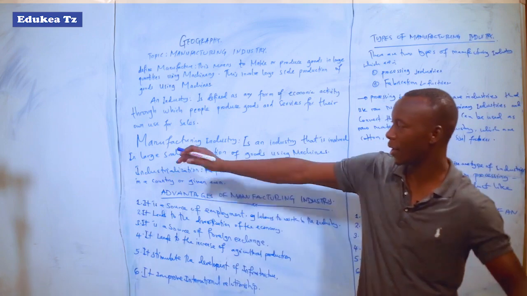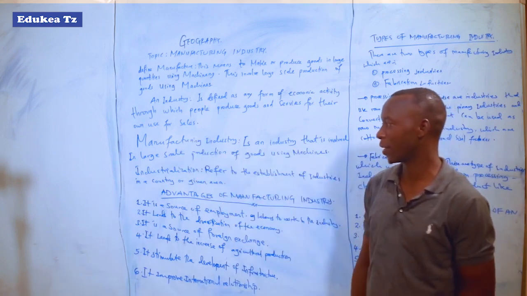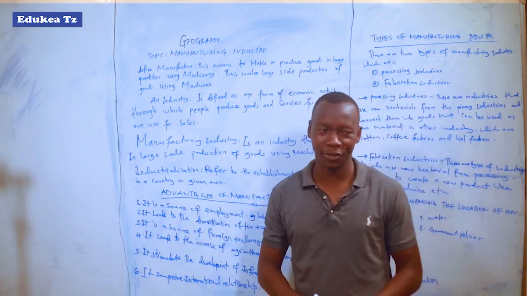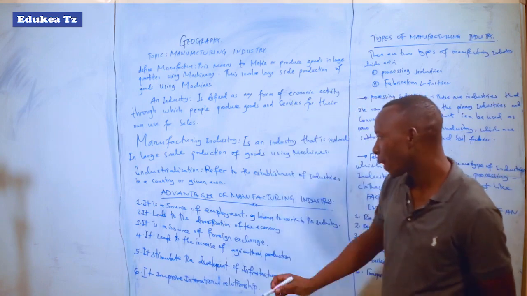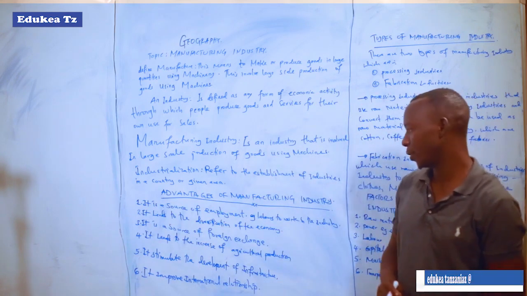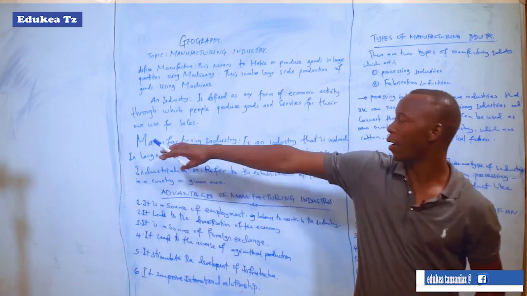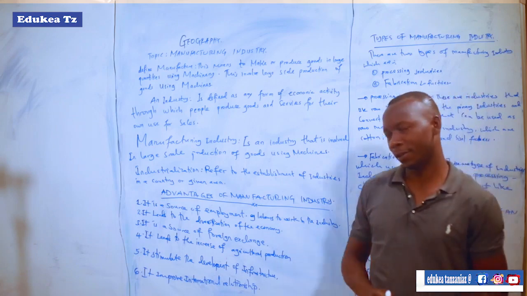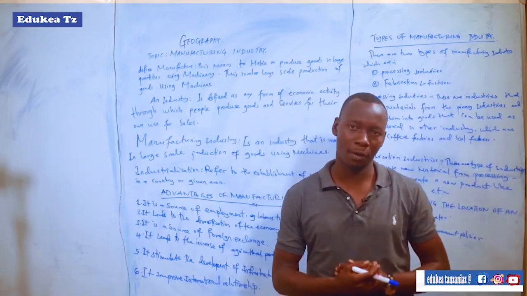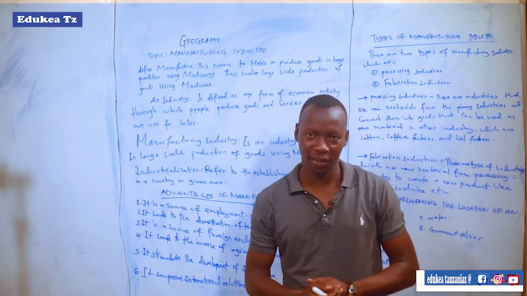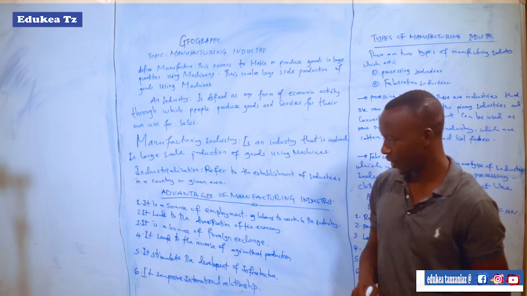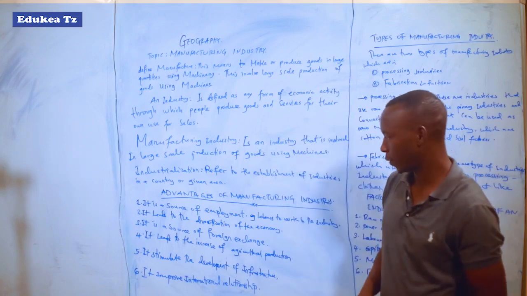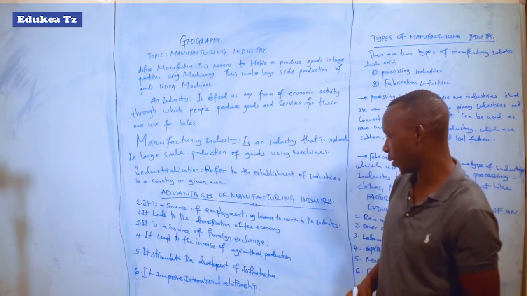So my dear students, after understanding the meaning or the concept of manufacturing industry, let us see the advantages of manufacturing industry in any country, case study Tanzania. It is the source of employment opportunity. This means that after opening this manufacturing industry, there is a need of labor to work in the industry so that they can provide manpower for the development of that industry. So due to the presence of this manufacturing industry, people get employment opportunities. That is the first point of advantage. That is one of the advantages of manufacturing industry.